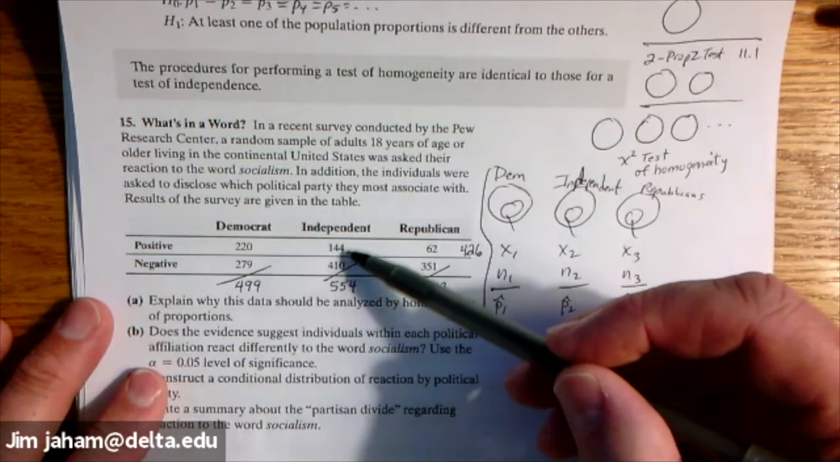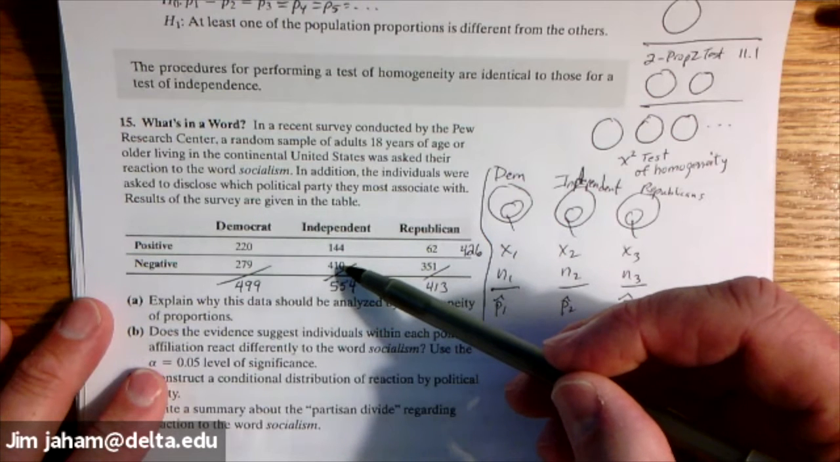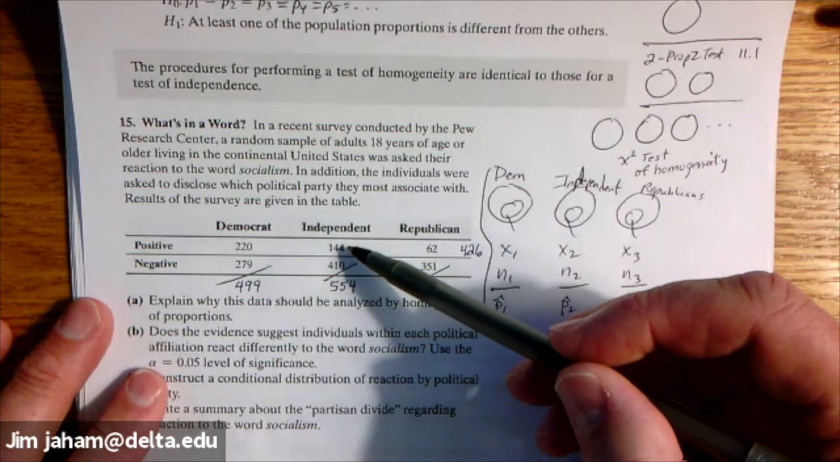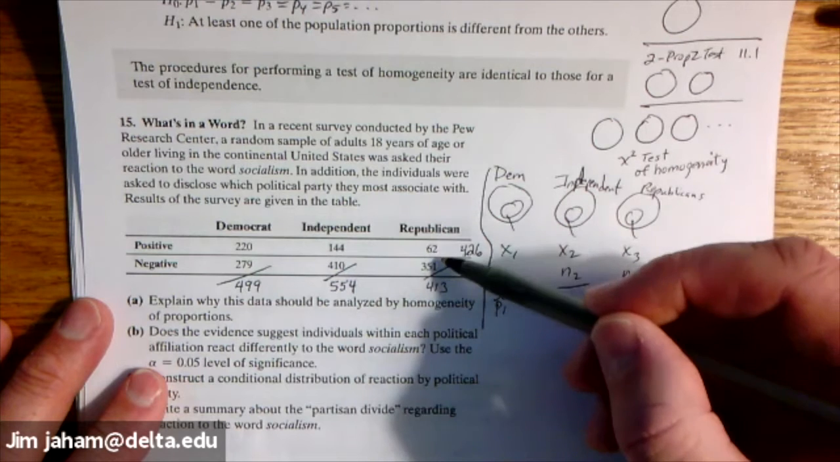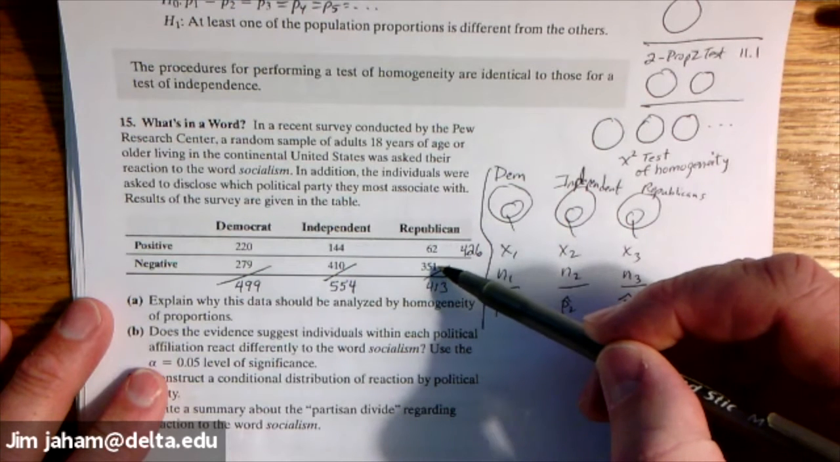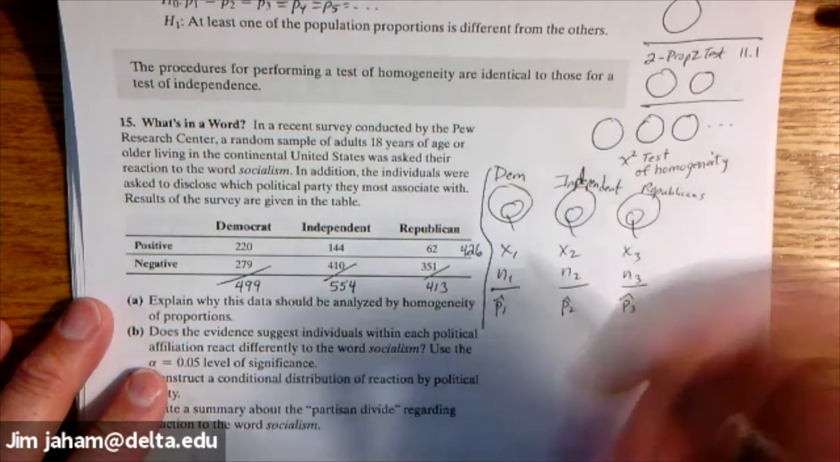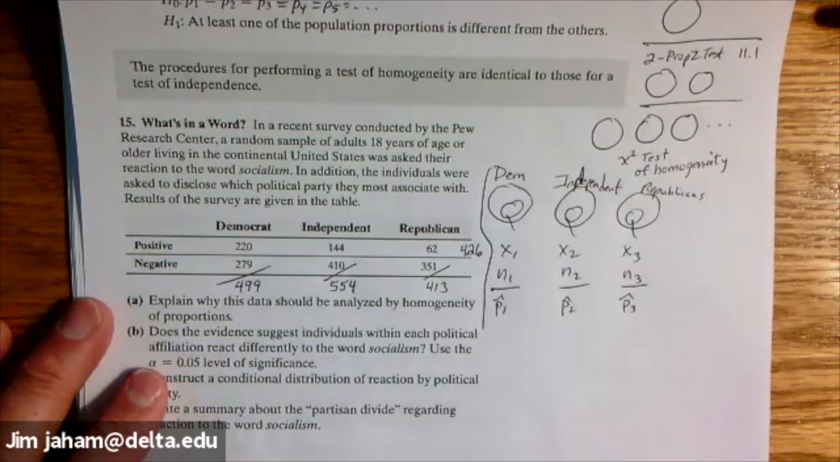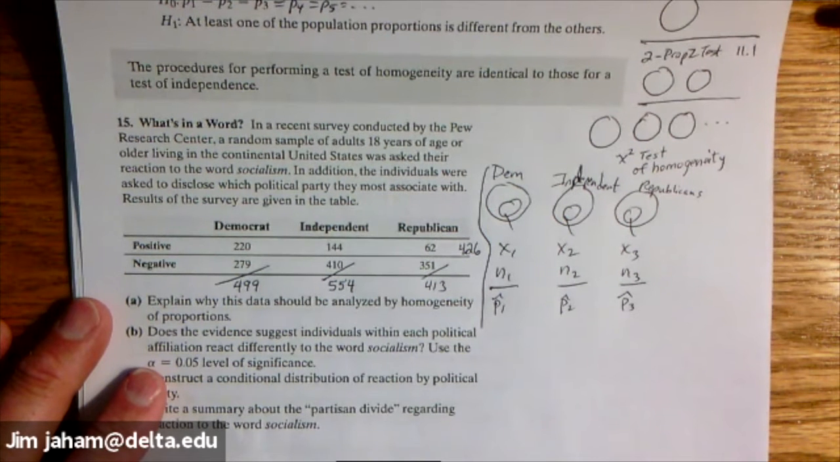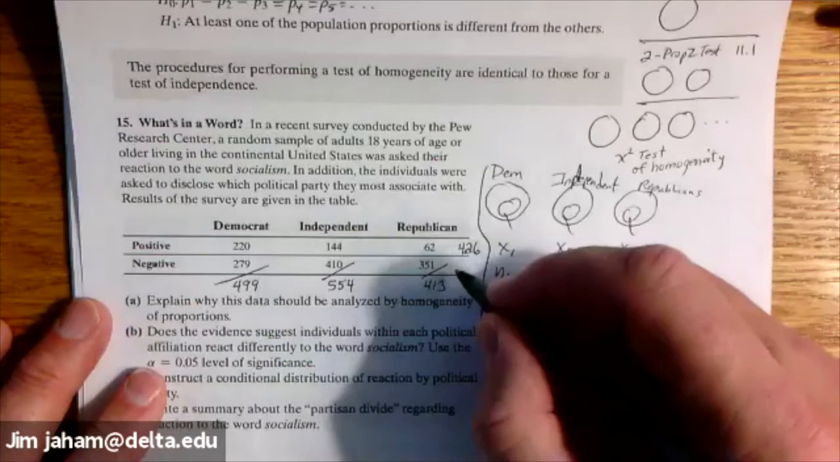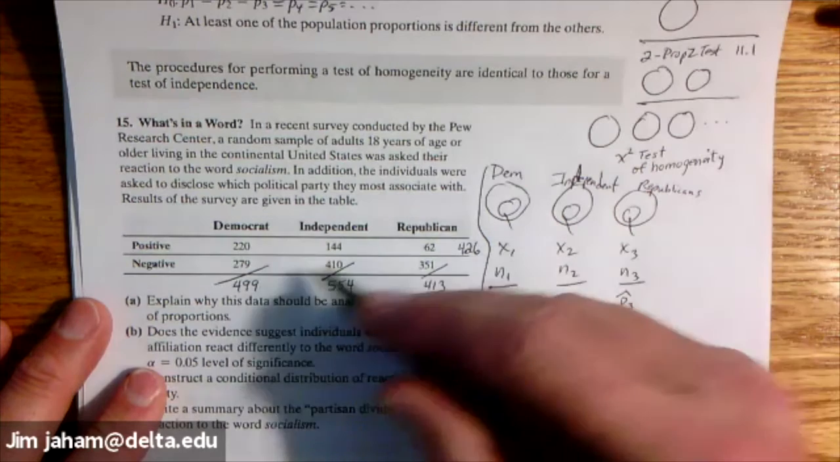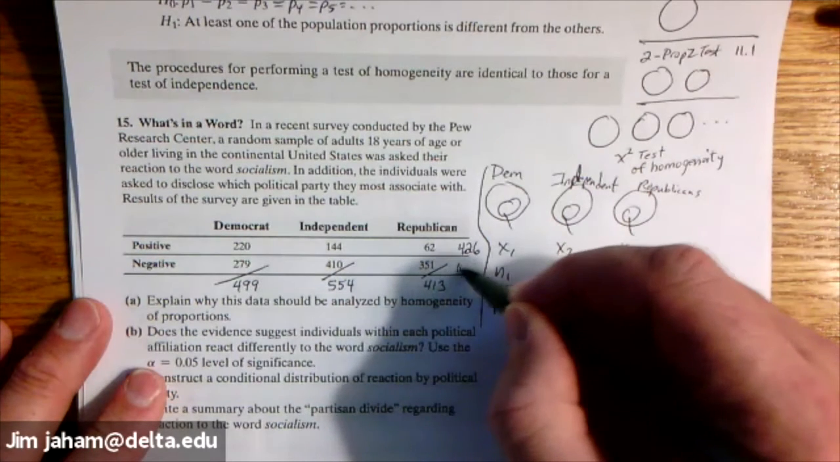Independents, same thing. Much more negative view of that word than positive. And then Republicans, same thing, a much greater negative reaction to the word socialism than a positive reaction. So all groups have more of a negative reaction to the word socialism than a positive. Okay, adding up all these numbers in the second row, we get 1040.